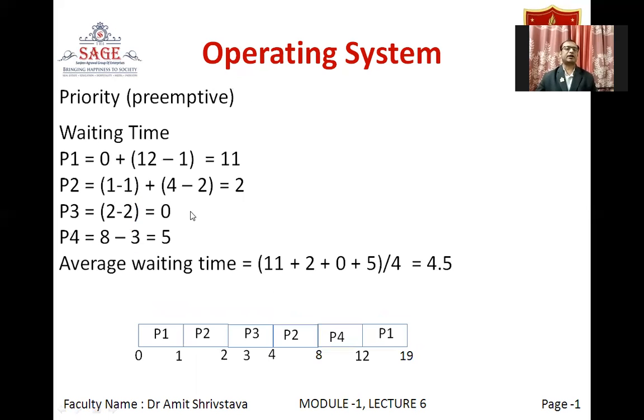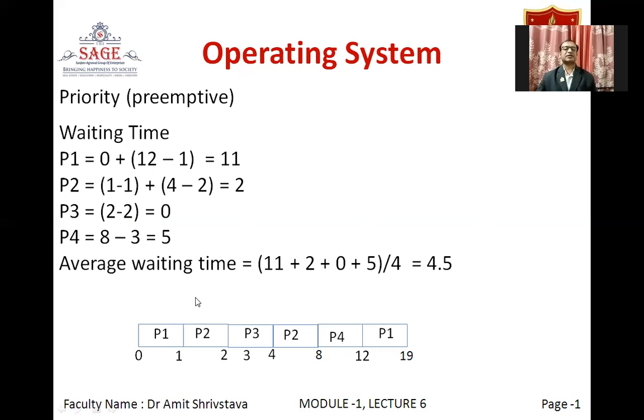Now let us calculate the waiting time. So P1 has arrived after 0 unit time interval. So here no waiting is done. But after 1 unit time interval, we have taken the CPU from P1 and then again reallocated the CPU to process P1 after 12 units. So here the waiting time is from 1 to 12. That is 12 minus 1, which is 11 units.